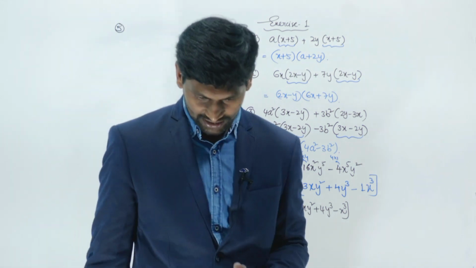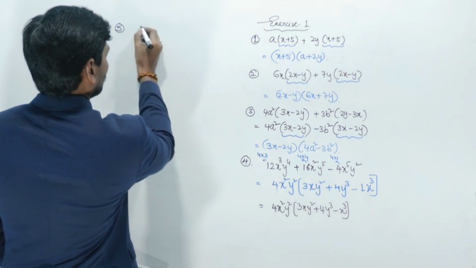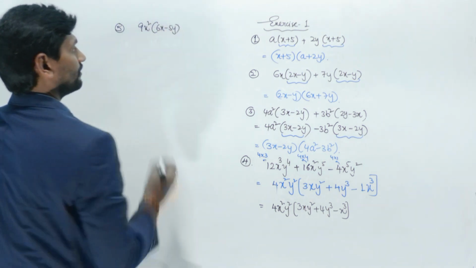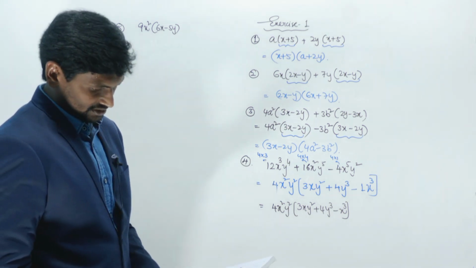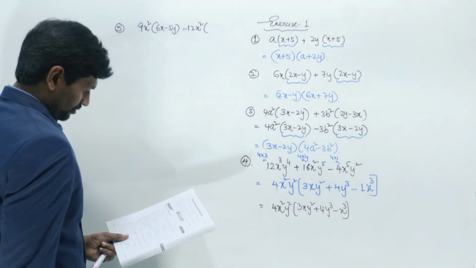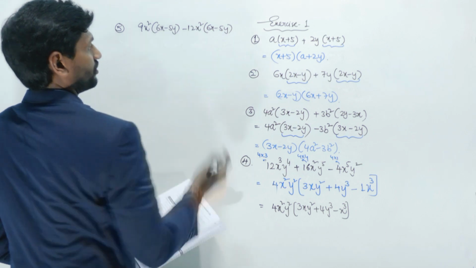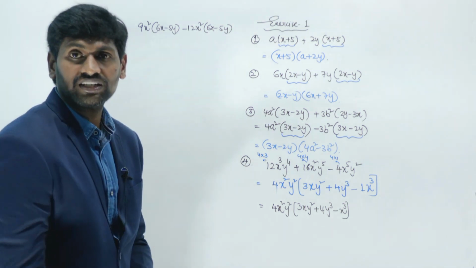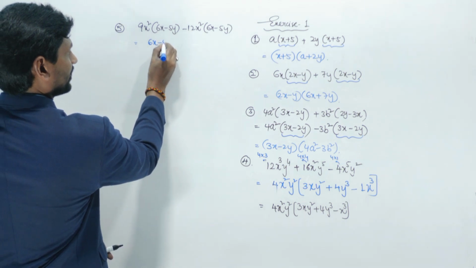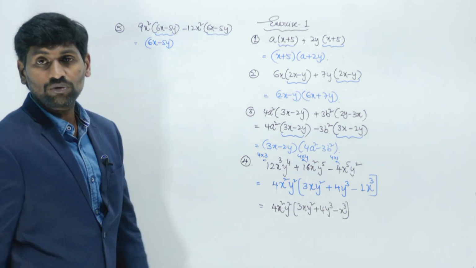The fifth problem is given: 9x square into 6x minus 5y, and minus 12x square into 6x minus 5y. So it is a direct question. What is the common factor here? Directly you can take 6x minus 5y as the common factor, the bracket term. And what is remaining?